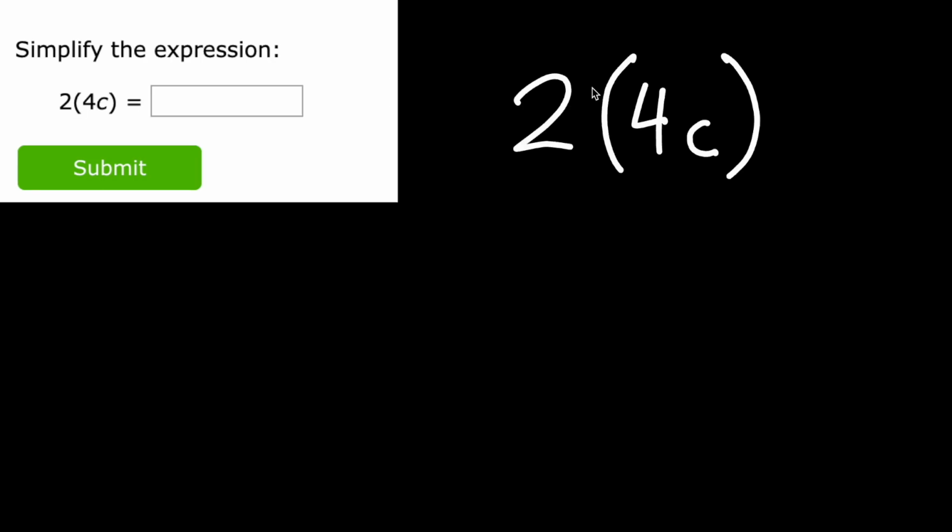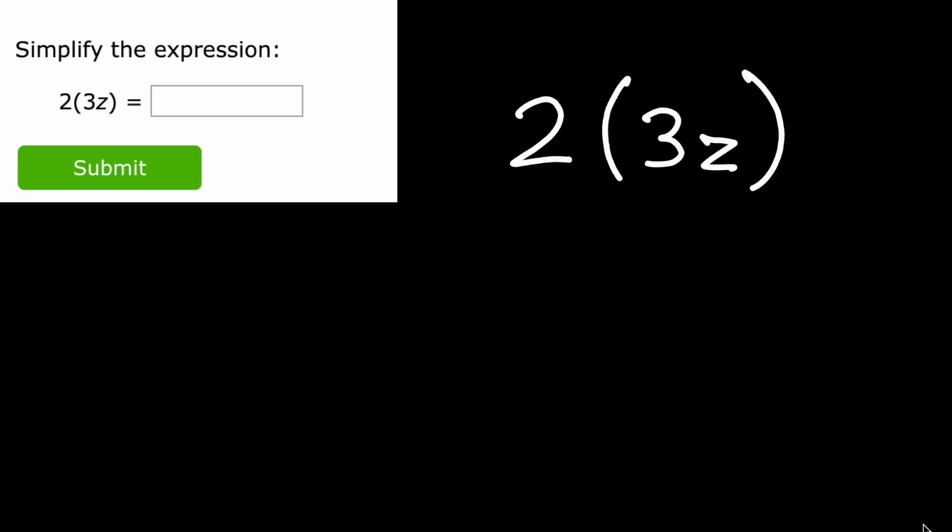In questions like these where we have a number that's touching the parentheses, we need to multiply. And since 2 times 4 is 8, 2 times 4c is 8c. So once again, if we see a number that's touching the parentheses, we just multiply. 2 times 3z is 6z.